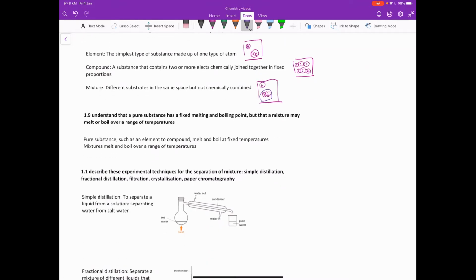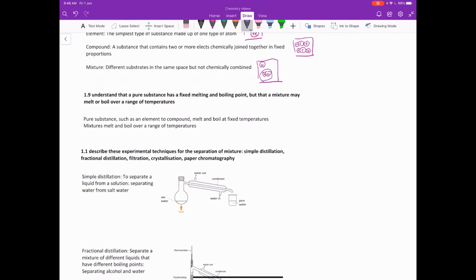Next point is 1.9. Understand that a pure substance has a fixed melting and boiling point, but a mixture may melt or boil over a range of temperatures. A pure substance would just melt or boil at a fixed temperature, as the definition says, such as water. It will boil at 100 degrees. However, in a mixture, such as water and salt, the boiling point will increase by about 0.2, so it'll be 100.2 degrees Celsius.